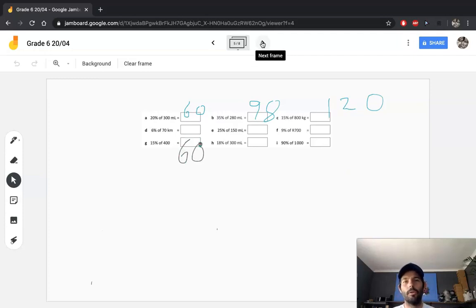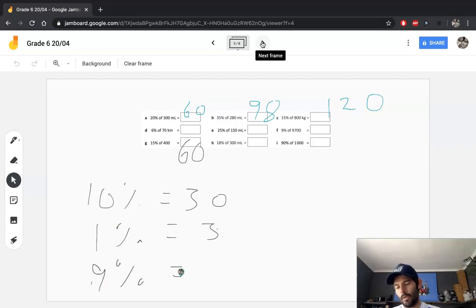18% of 300, 10% is 30. 1% will equal 3. So 9% will equal 3 times 9, which is 27. So 18% will be double the 27, and that equals 54.